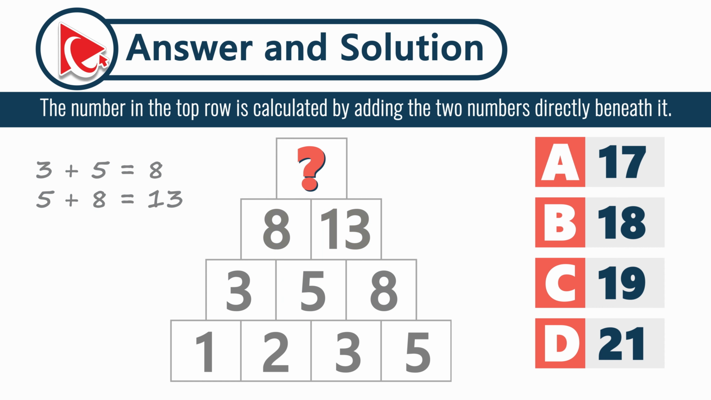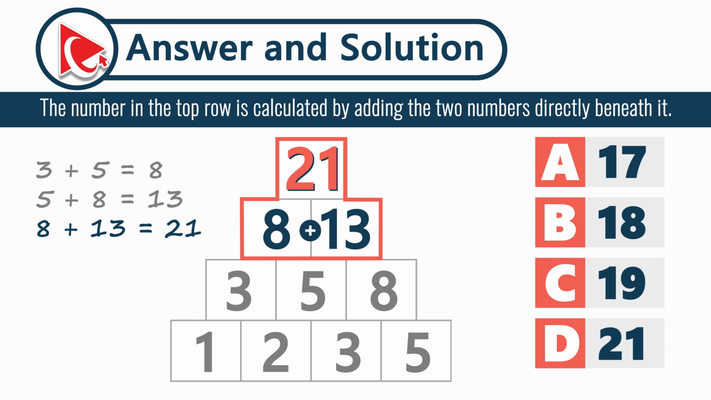And you know what time it is, right? It's the magic time to calculate the missing number. 8 plus 13 equals 21. And the correct answer here is choice D, 21.